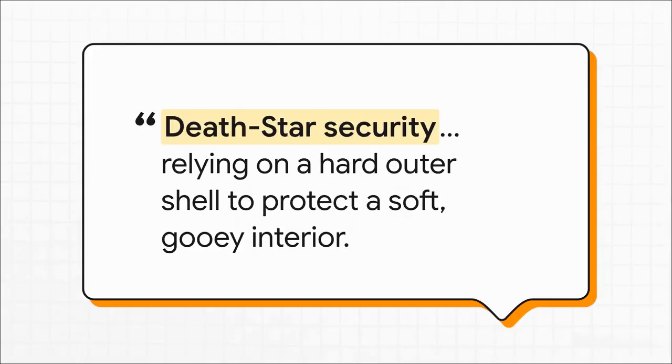Let's kick things off with a really great quote from Tyler Treat over at Real Kinetic. He describes a massive and unfortunately common architectural flaw as Death Star security, relying on a hard outer shell to protect a soft, gooey interior. You know what he means by gooey, right? It means the second an attacker breaches your perimeter network, every internal API and service is completely exposed and overly trusting. Leaving your internal APIs vulnerable like this is, well, it's incredibly dangerous.